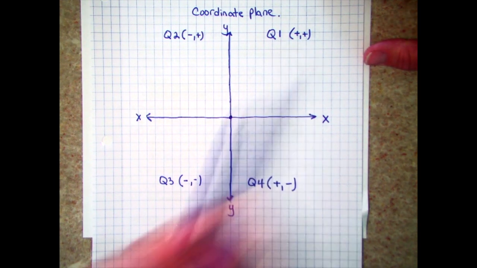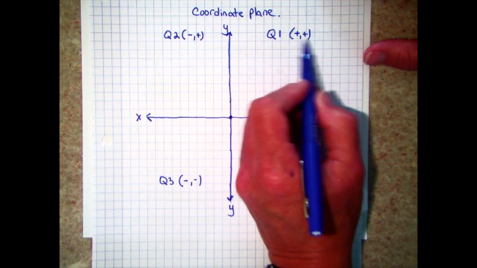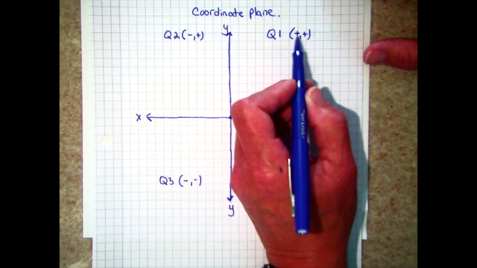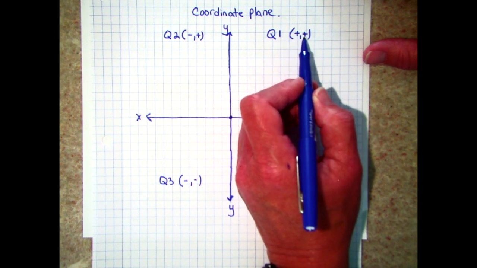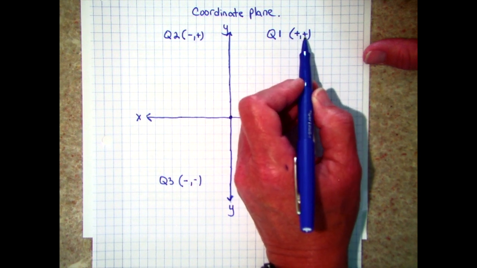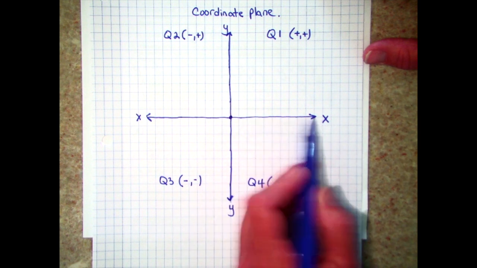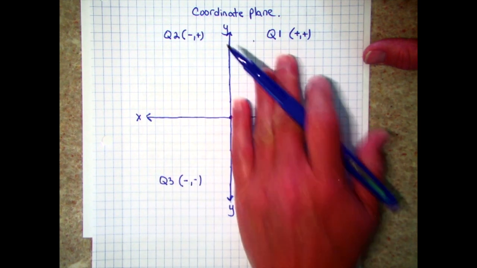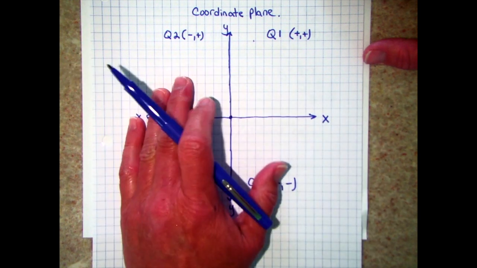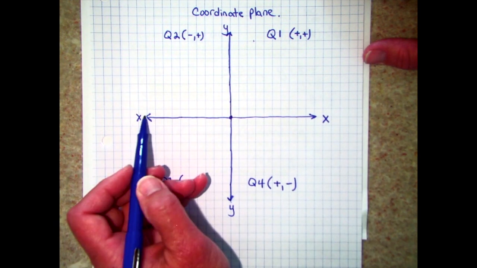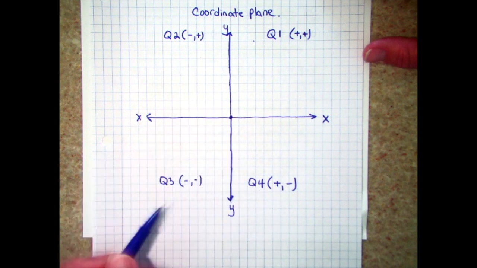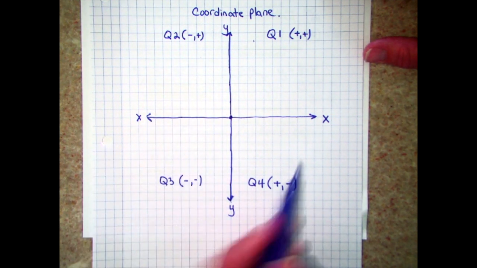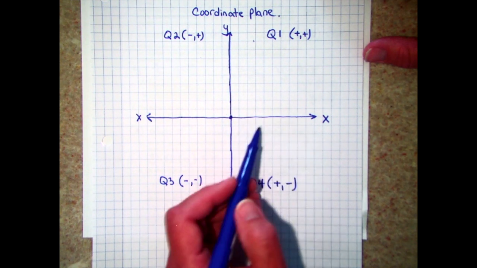We have ordered pairs. That's what this represents, ordered pairs. In quadrant 1, you have positive numbers and positive numbers. So your X is positive and your Y is positive. And if you have 2 positive numbers, they'll be in quadrant 1. Quadrant 2, your X is going to be negative. Your Y is going to be positive. Quadrant 3, they're both negative numbers. Quadrant 4, you have a positive X and you have a negative Y.